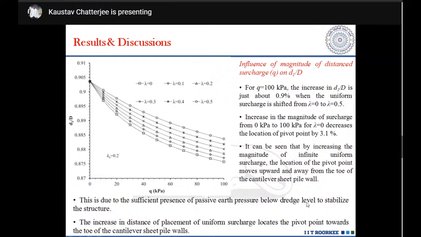Okay, that is, it is giving more strength by increasing the passive resistance. This is due to sufficient presence of passive earth pressure below the dredge level to stabilize the structure. The increase in distance of placement of uniform surcharge locates the pivot point towards the toe of the cantilever sheet pile, because obviously its effect is gradually reduced.